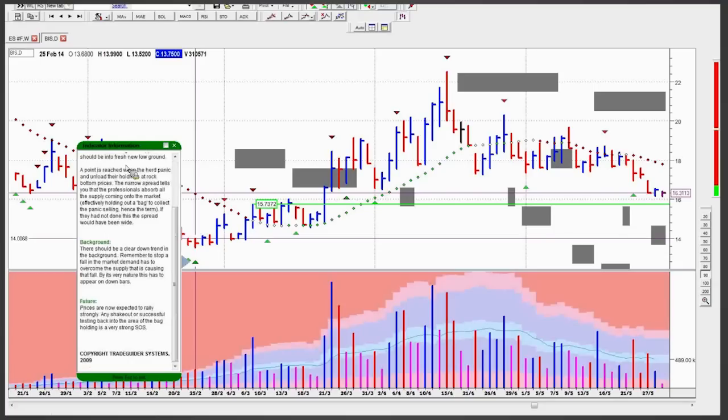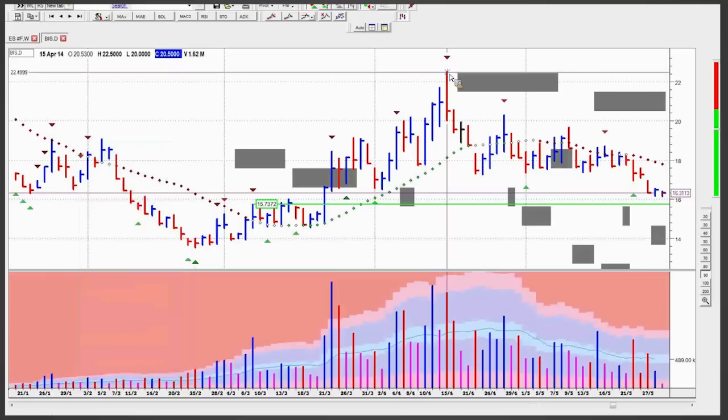So we now read and learn. There should be a clear downtrend in the background. There is. Remember, to stop a fall in the market, demand has to overcome the supply that is causing the fall. By its very nature, this has to happen on down bars. Look at the future. That came in on that day. Prices are now expected to rally strongly. Here's the low at 14. It went all the way to the top here at 22.50.